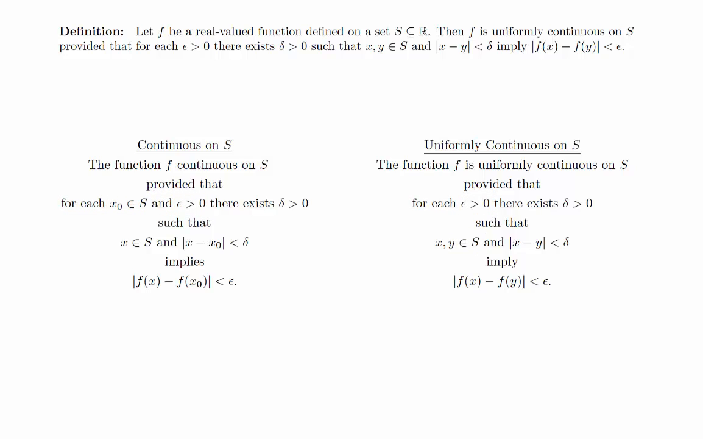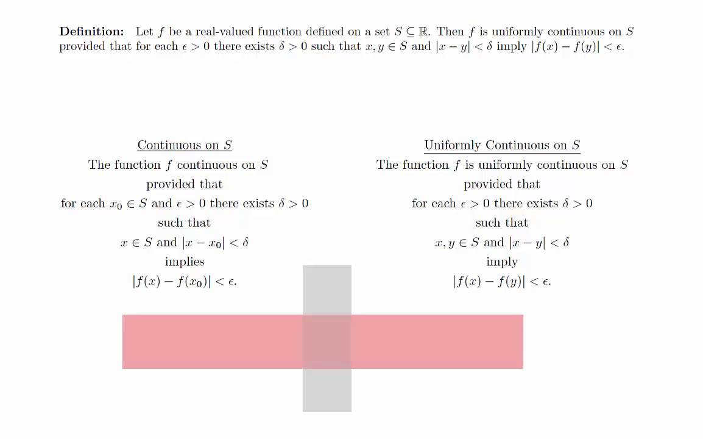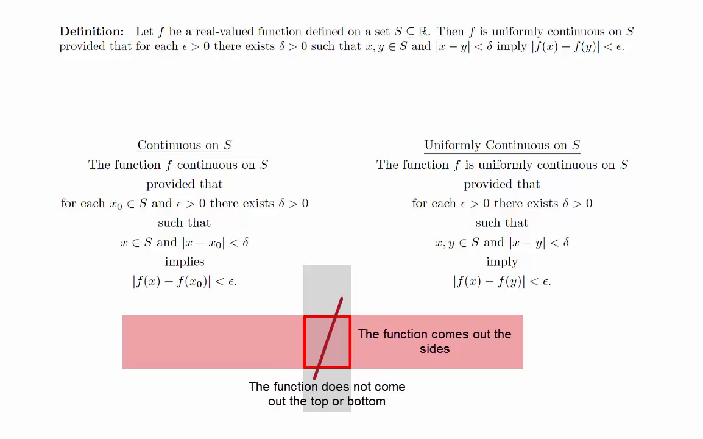Uniform continuity controls the amount of variation that a function can have. Once the value of epsilon is chosen, the value of delta is fixed, which means you can have a rectangle that is used to measure the variation. As long as the rectangle can be drawn narrowly enough so that the function always comes out the side of the rectangle and not the top or the bottom, the function is uniformly continuous.